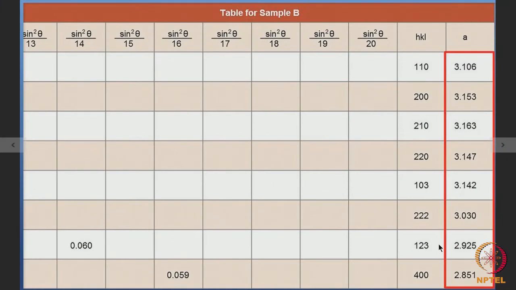Now, we find out the value of a from the known relationship that exists between a and HKL as we did before, and the values of a calculated in this manner are found to be this. So, you see that there is a wide variation in the value of a which has been calculated. Now, as I told you before, we take the a value from the highest angle line as the most correct value of a. So, we consider this to be the most correct value of a.